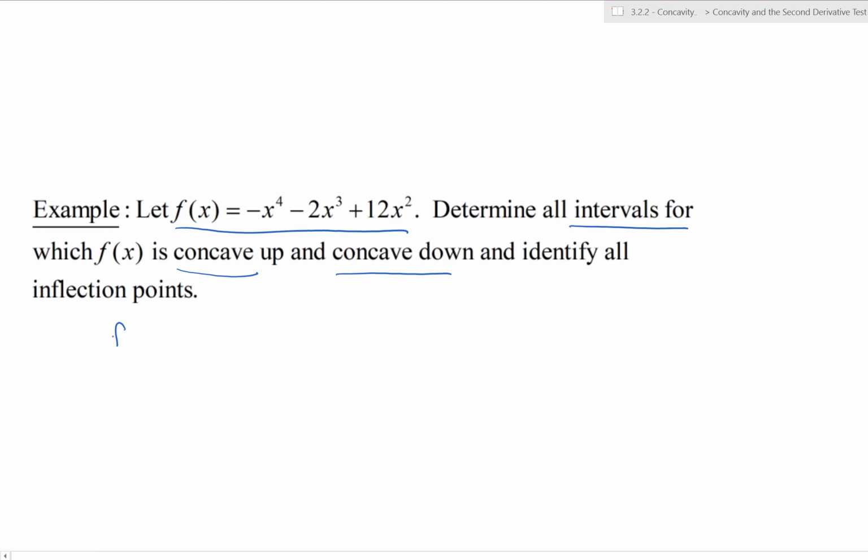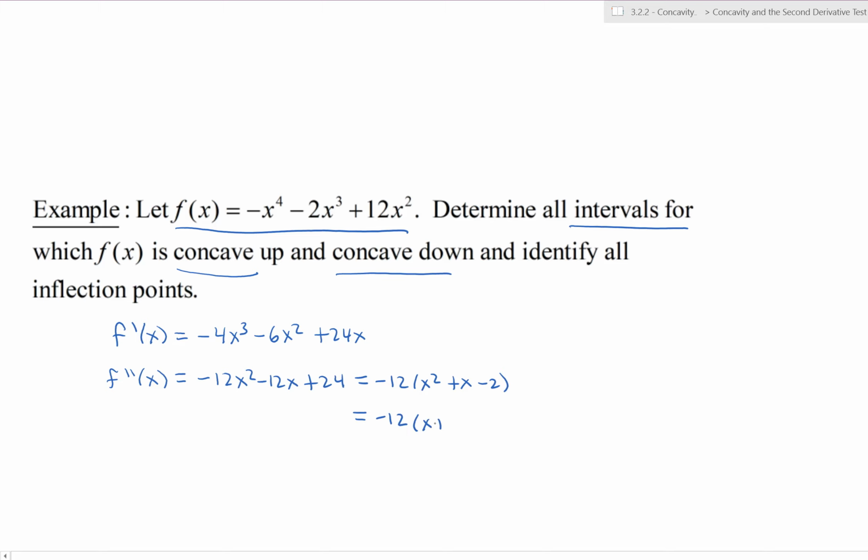Let's see. All right, well, first derivative here, f prime of x, it's going to be a negative 4x cubed minus a 6x squared plus a 24x. Now we need the second derivative as well. So the second derivative, f double prime of x, is negative 12x squared minus 12x plus a 24. Now, notice, factor out a negative 12. We're left with an x squared plus an x minus a 2, which of course can be rewritten as negative 12 times x plus 2 times an x minus 1.